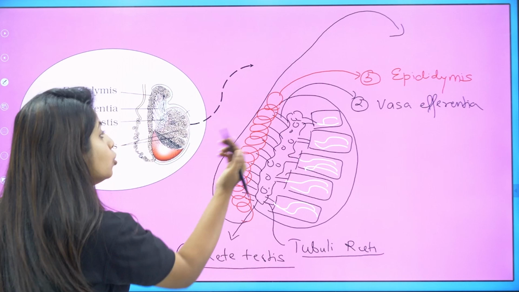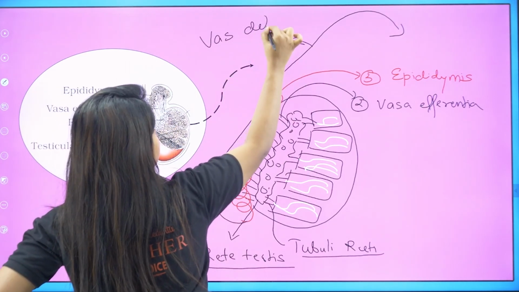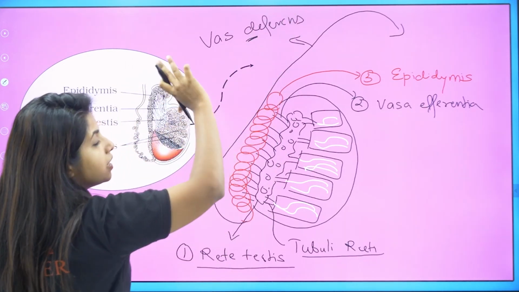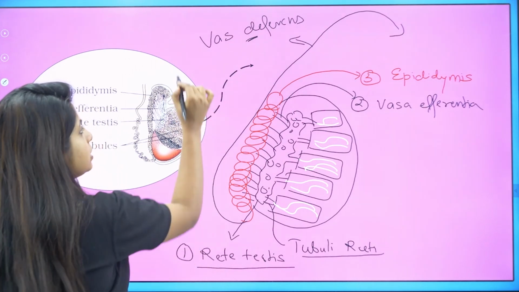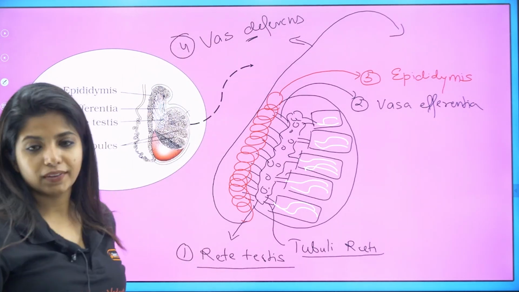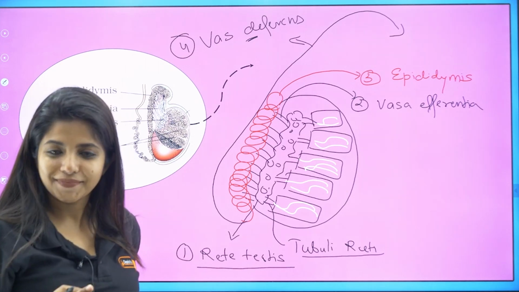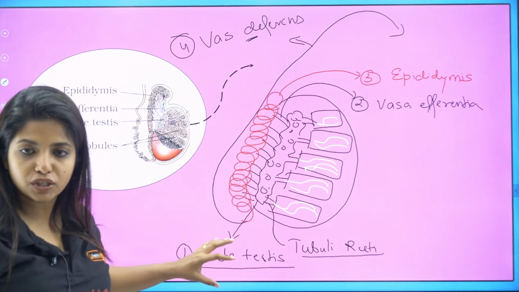Okay. And who takes that? It is vas deferens. Always remember, the one who takes them to distance, it is vas deferens. You also call it vasa deferentia. Either way. So this is the fourth accessory duct out there. Okay. Now we have brought it over here. I hope this particular thing is clear to you guys.